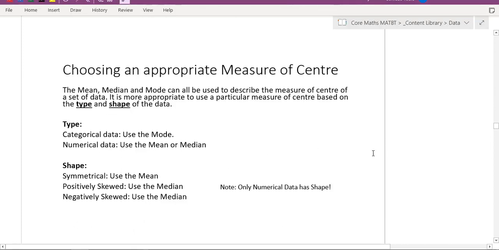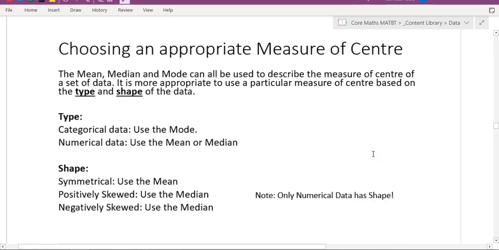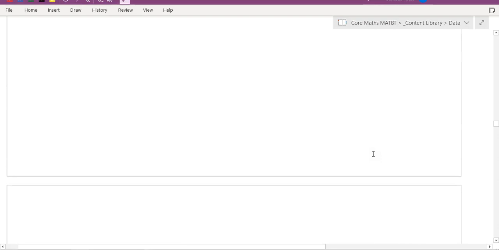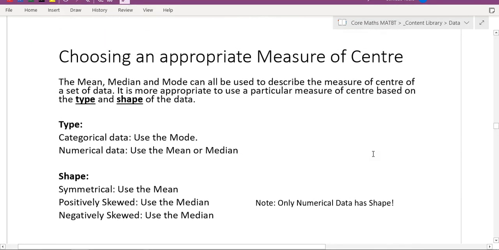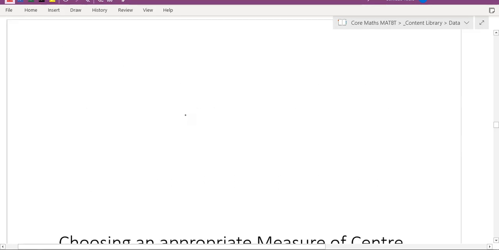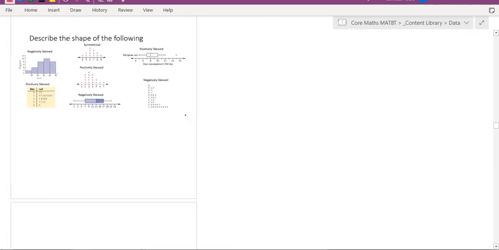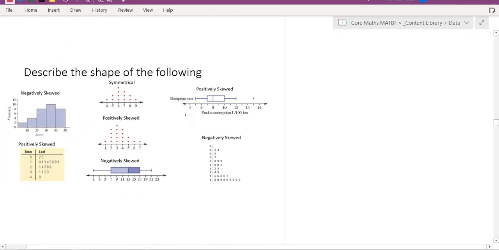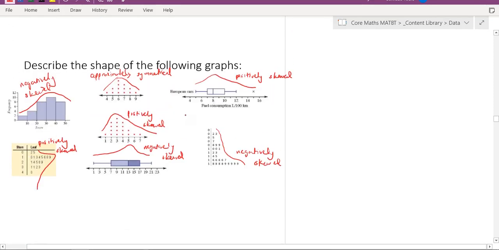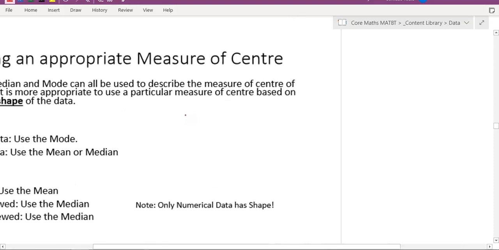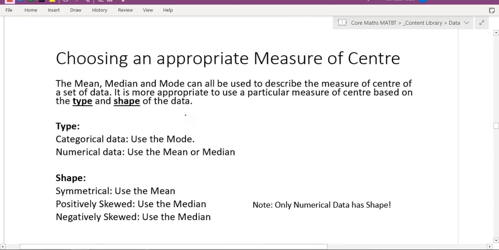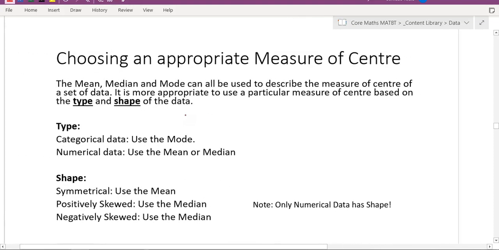Notes. Please make sure you're following through so you don't get lost, and I will be getting you to write notes in your notes because it's a good habit to have. Which slide is this? The one that's after these shapes here. So it's called choosing an appropriate measure of center.